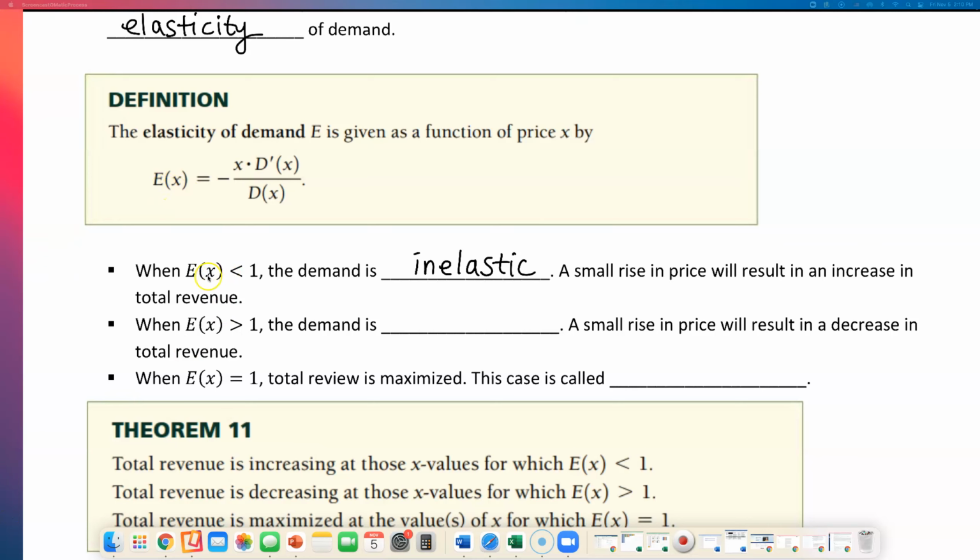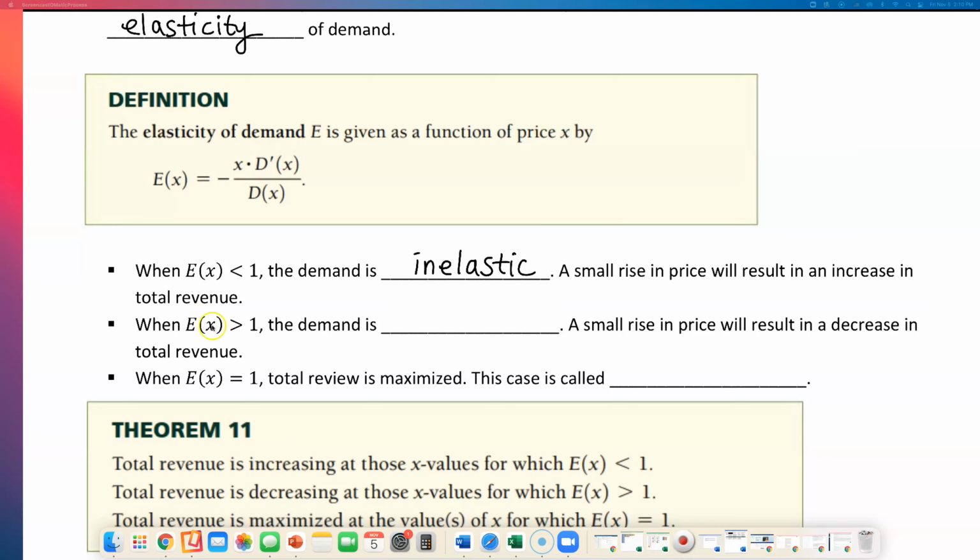Once you find the elasticity function, E of x, you plug in the price they give you, $2, $3, $5. If that value comes out to be smaller than 1, we say the demand is inelastic, and what that means is a small rise in price will result in an increase in total revenue. That means they can bring up the price a little bit and make more money out of it.